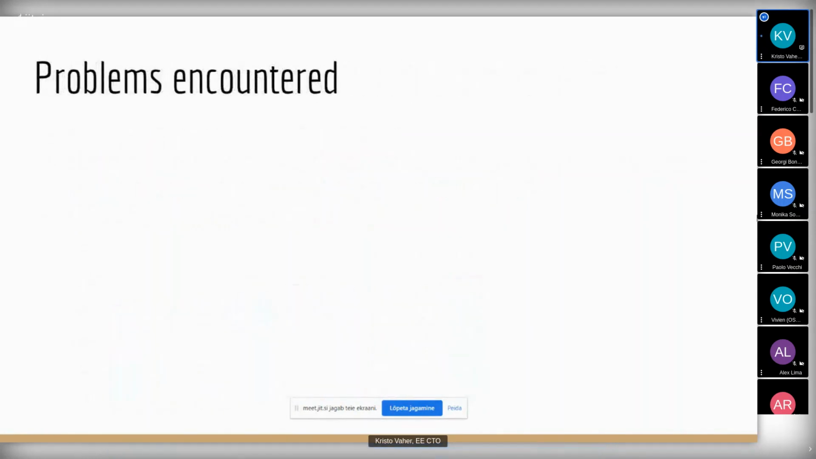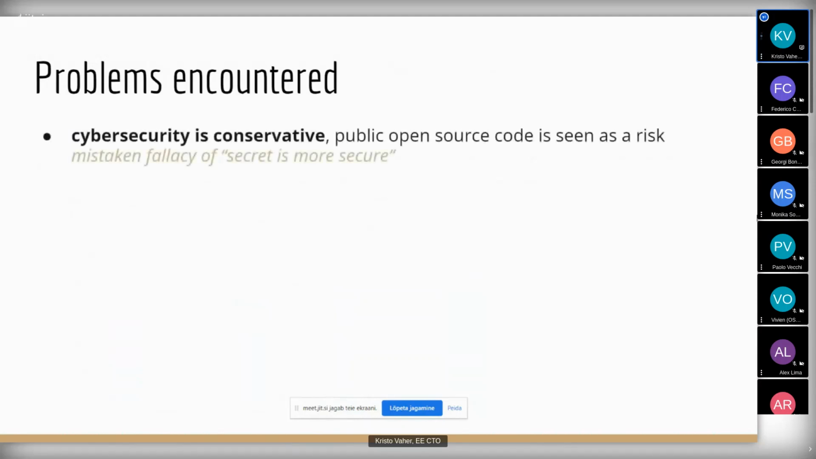So some of the problems that have been encountered, that we are still really dealing with, and what has been raised as issues and concerns here. For one thing, cybersecurity is conservative. Public open source code is seen as a risk. This is a mistaken fallacy. Secret is not more secure. Just because you hide a problem doesn't make the problem itself more secure. Technically, it's still possible to be abused, because as long as you might have an awareness of this kind of issue, the issue is still there.